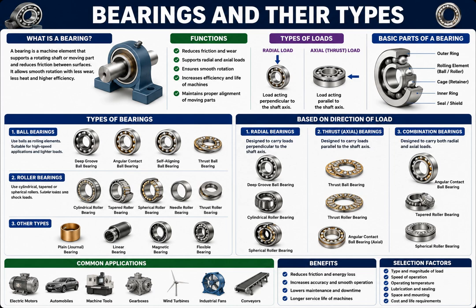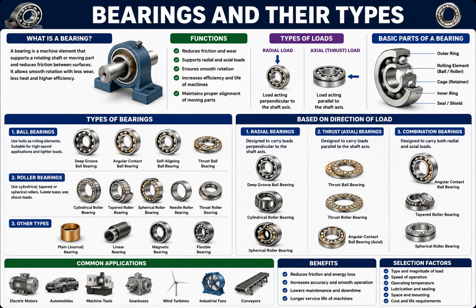Now see some special types. Needle roller bearings are very compact. Spherical roller bearings can handle shaft misalignments. Tapered roller bearings can support both radial and axial loads together.